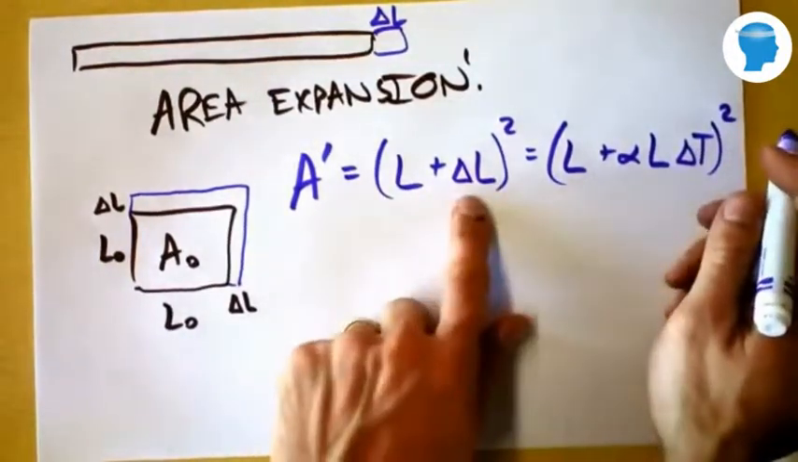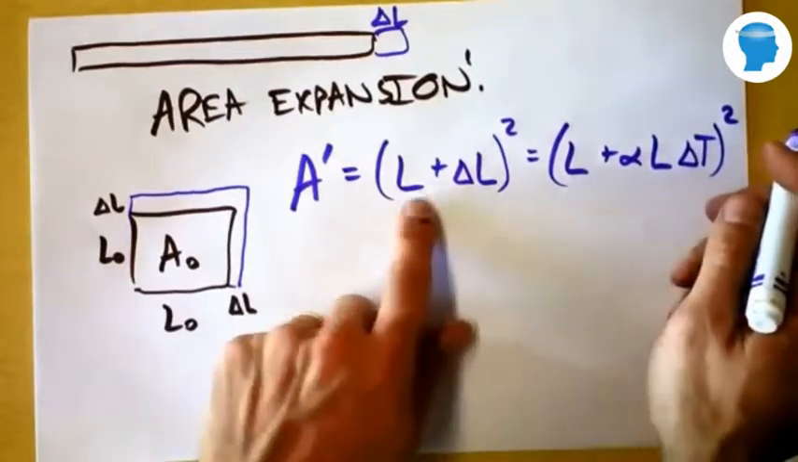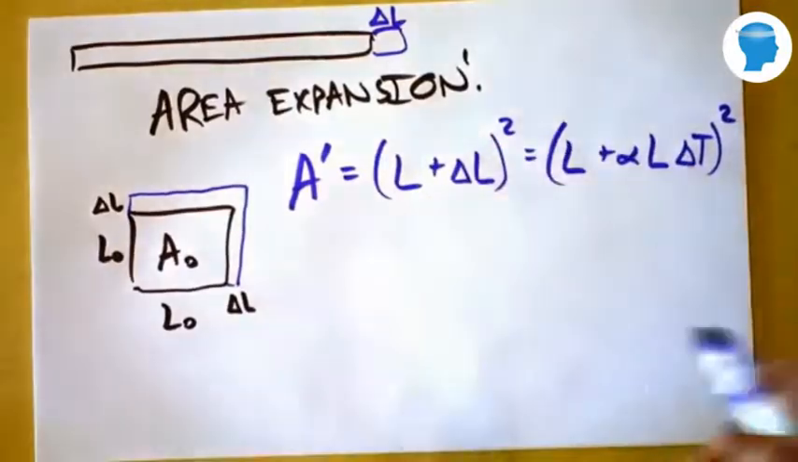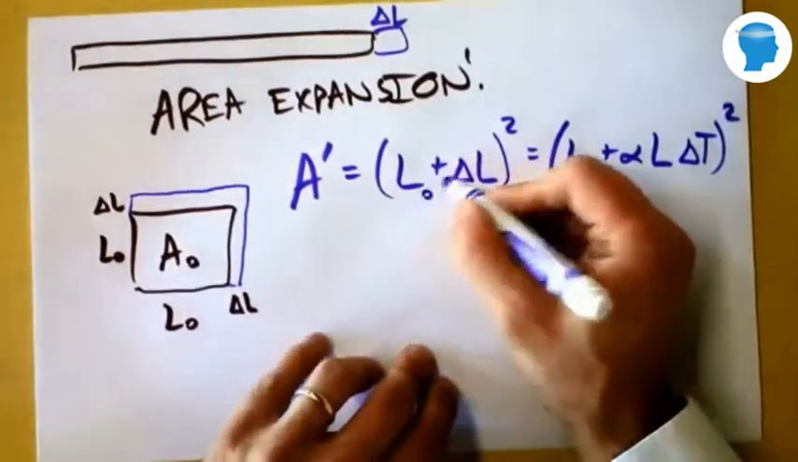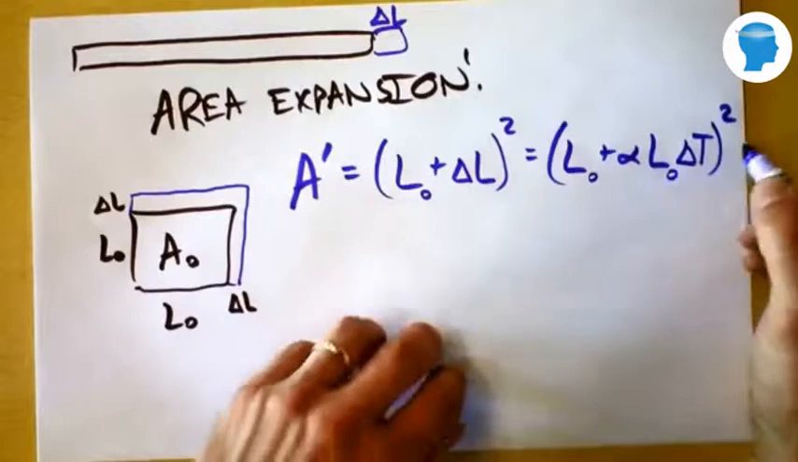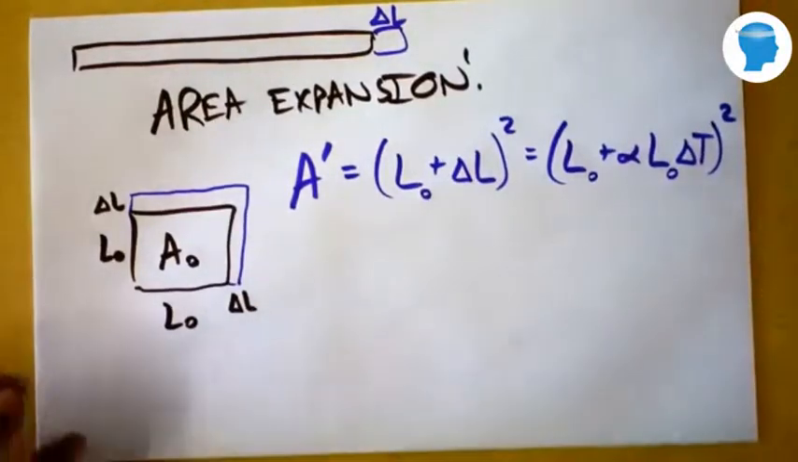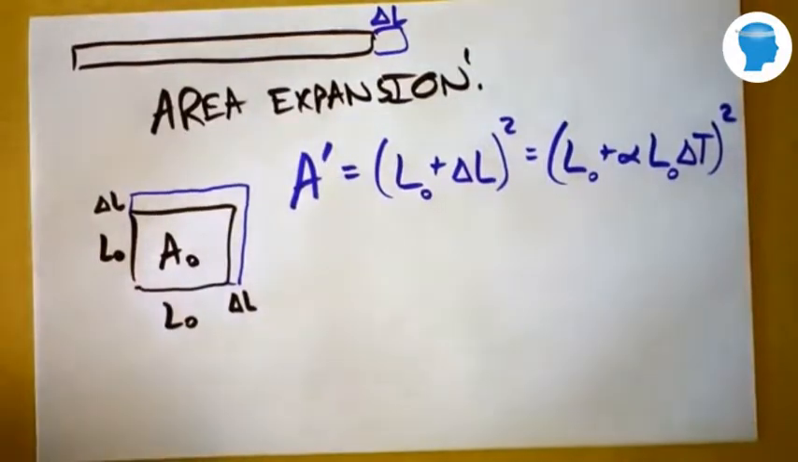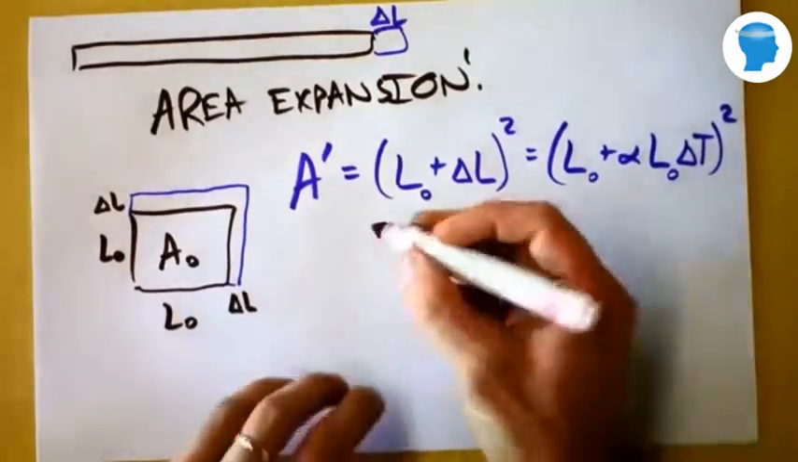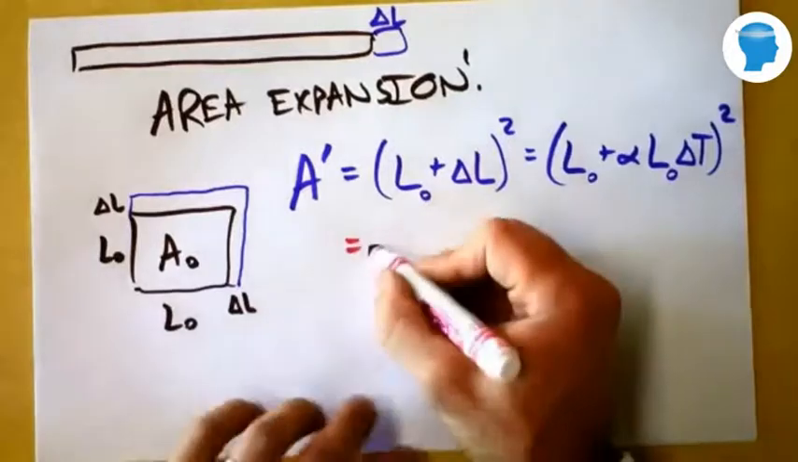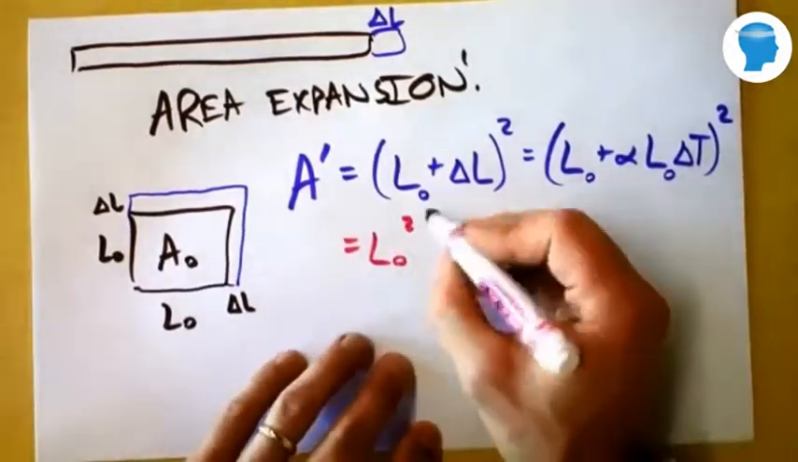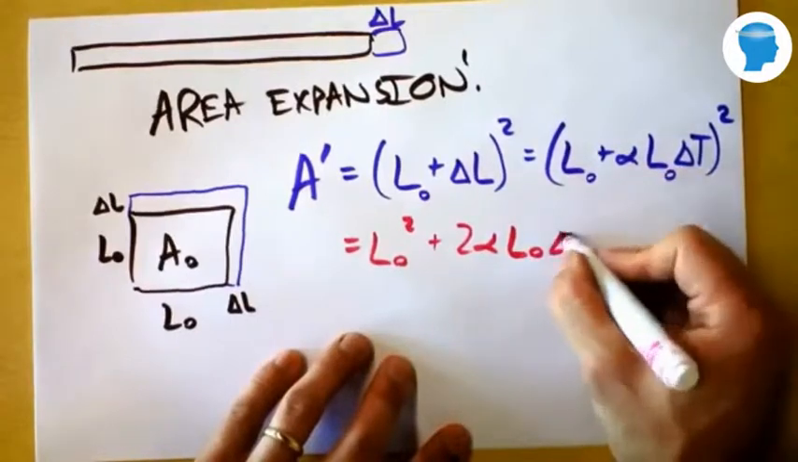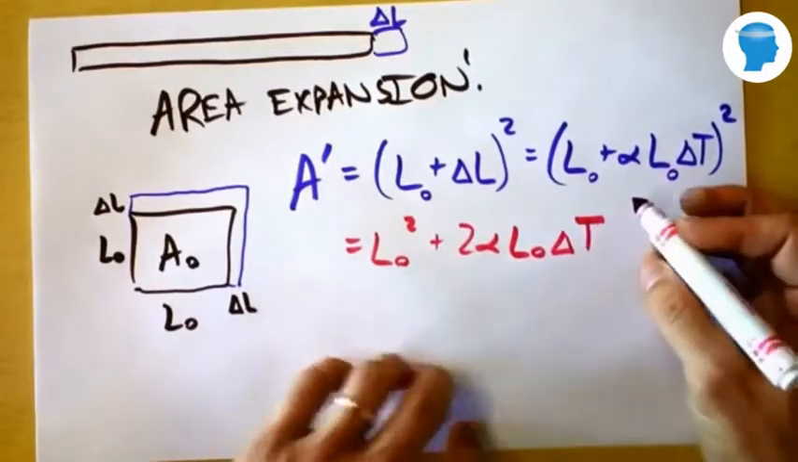We're just using the definition of delta L that we derived previously, but it depends on L0. You want me to put some L0s on here? Yeah, let's do it. L0, L0, L0. There we go. Now we're honest and true about it. And now let's expand this. That is L0 squared, and then I have to add 2 times alpha times L0 times delta T.